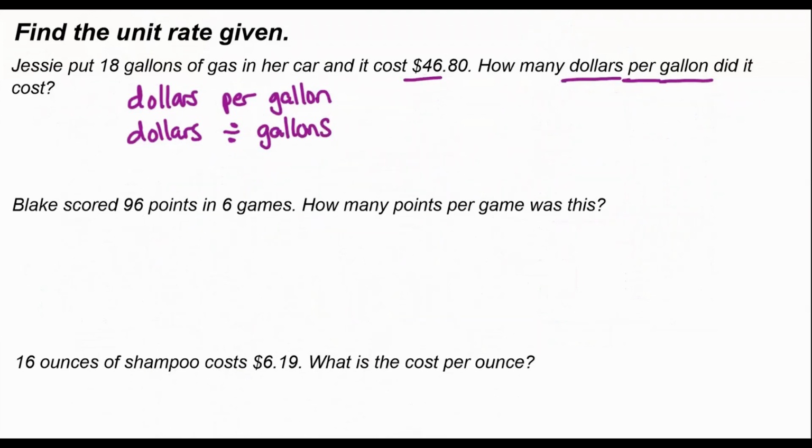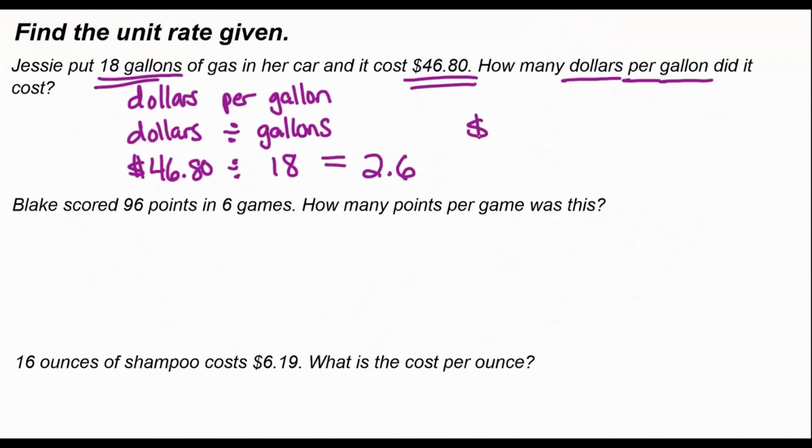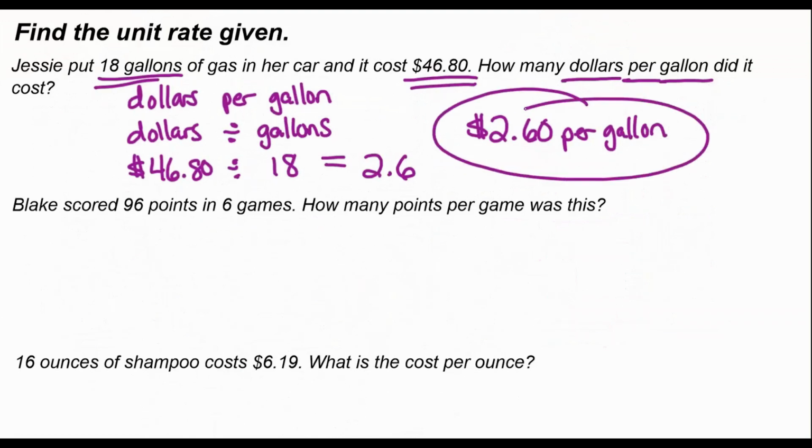So it cost $46.80. That's my dollars. And I'm going to divide it by the number of gallons that she bought, and that was 18. So that tells me the order to divide the numbers. $46.80 divided by 18 is 2.6. And again, we're talking about money here. I took dollars divided by gallons. That's going to tell me dollars per gallon. So it's $2.60 per gallon at that gas station where she bought her gas. And that's my unit rate, $2.60 per gallon.